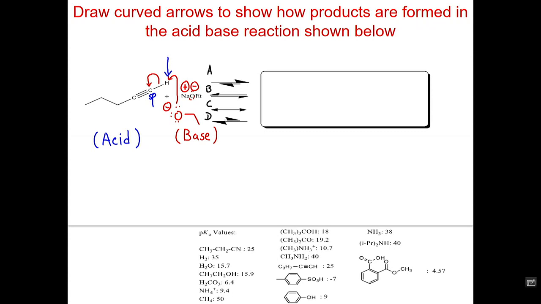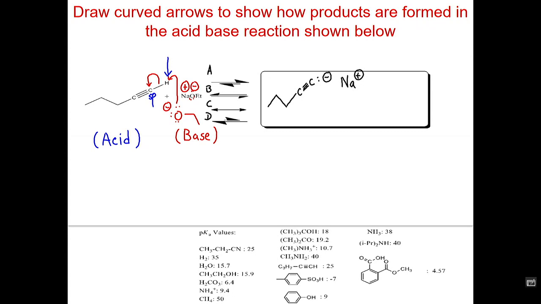The conjugate base that's formed from the terminal alkyne should have 5 carbons. You have 5 carbons in your starting material. Always count your carbons. And it is the salt of the alkyne. The sodium ion associates itself with the conjugate base.